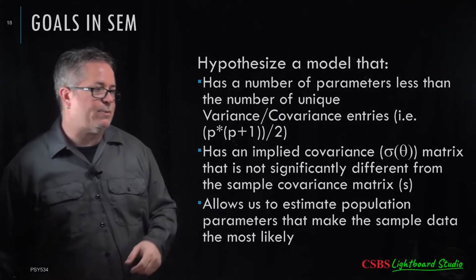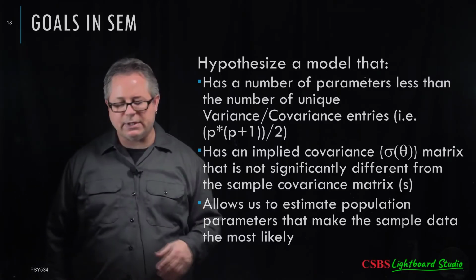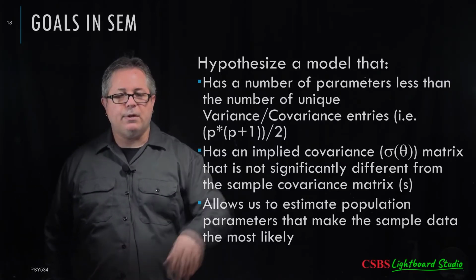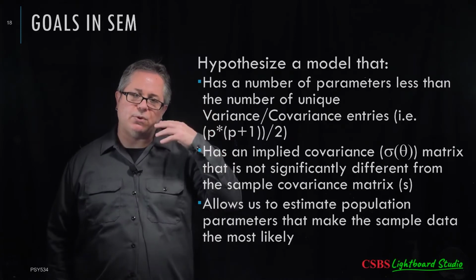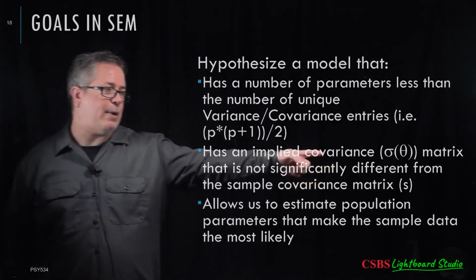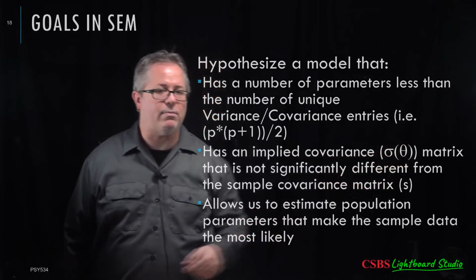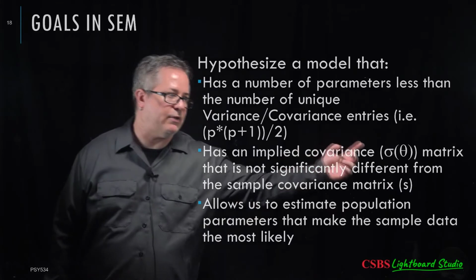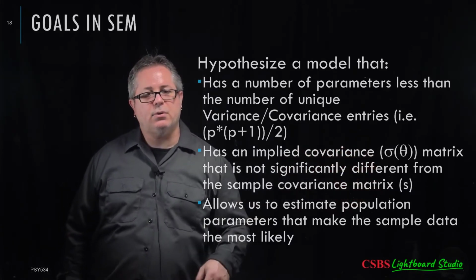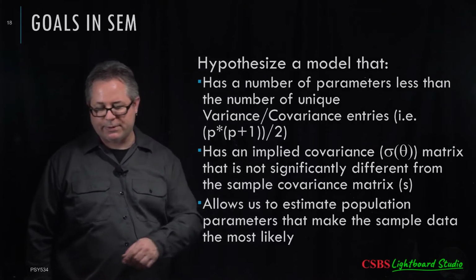It allows us to estimate population parameters to make the sample data most likely. So it's a little bit reverse thinking. We have a sample. Our model is supposed to represent what we think is really going on in the population. So we create a population estimated matrix, a sigma theta, based on our model. And we want to see, does that match what we see in our sample covariance matrix?